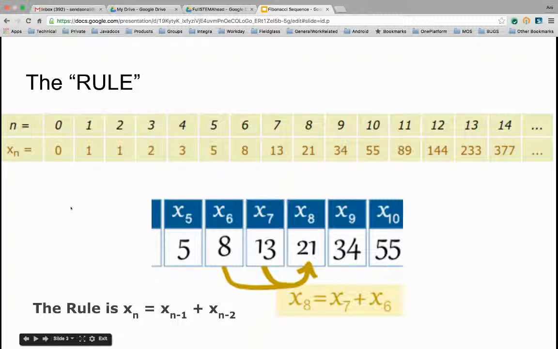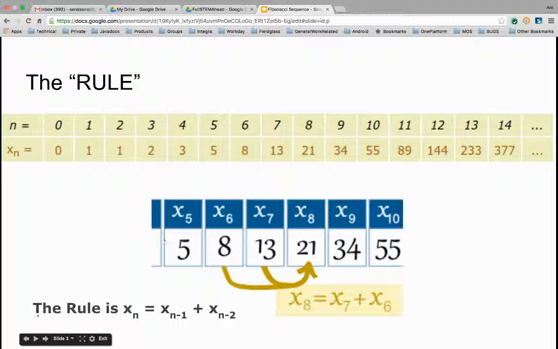The rule. The Fibonacci sequence can be written as a rule. The nth term equals the (n-1)th term plus the (n-2)th term. In other words, let's use an example. The 8th term equals the 7th term plus the 6th term. As you can see, 21 equals 8 plus 13.